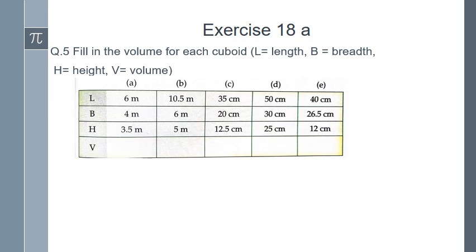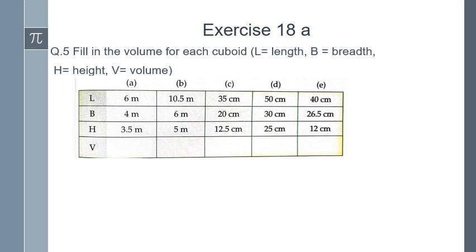Children, you can see that in the picture, the box is given having 5 parts A, B, C, D, E. In each part, length, breadth and height of the cuboid is given and you have to find out the volume of the cuboid in each of these parts. So, let's start with the A part.